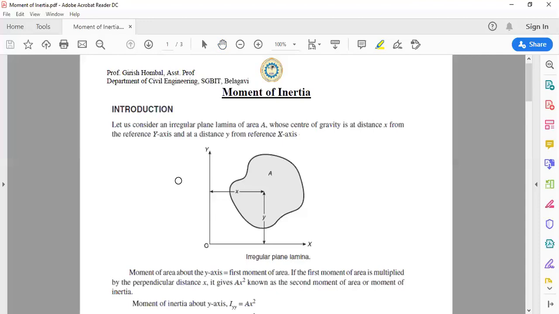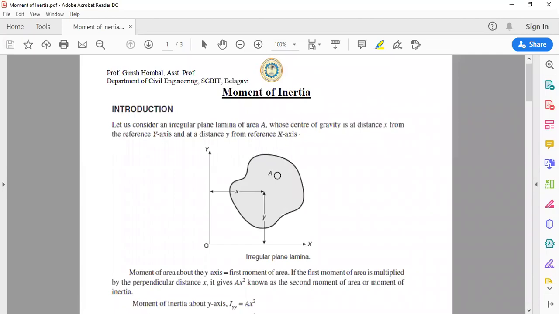or in other terms you can call it as moment of moment of area. So we all have studied what is moment of force. Moment of force is force into perpendicular distance. Moment of area is area into perpendicular distance, and moment of inertia is area into area, that is area into square of the distance.